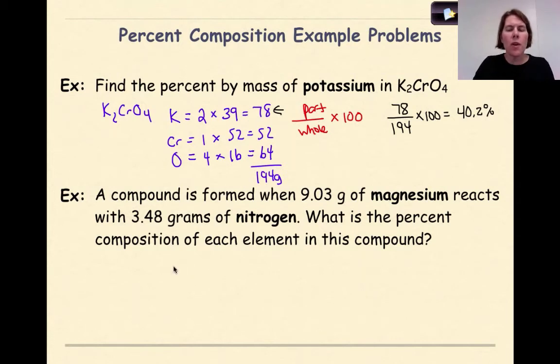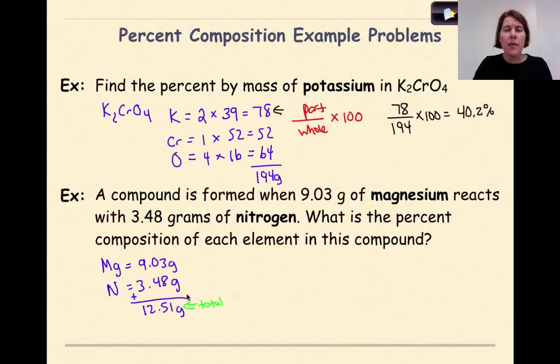Let's look at the last one. A compound is formed when 9.03 grams of magnesium reacts with 3.48 grams of nitrogen. What is the percent composition of each element in this compound? So what do I have here? Well, I have a mass of magnesium, 9.03 grams, and a mass of nitrogen, which is 3.48 grams, and I don't have to do anything with these except add them together to get the total mass. This is a different type of setup with this problem. 9.03 plus 3.48 gives 12.51 grams. This is going to be my total.